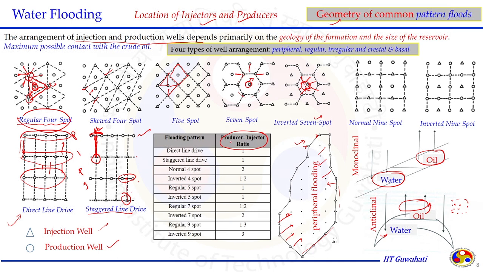The value of the production and injection ratio for different cases. For example, normal 4-spot we have 2:1, inverted 1:2, regular 5-spot 1. For the 5 cases, and inverted 5 is having 1, regular 7 is having 1:2. So the ratio is also important to identify how many total wells in the domain are converted into injection wells and how many wells are still under production. The ratio could be greater than 1 or lesser than 1 depending on the reservoir conditions.